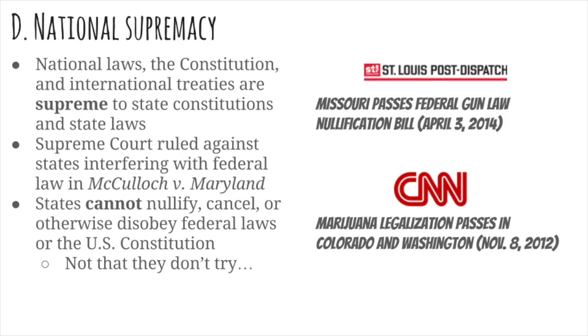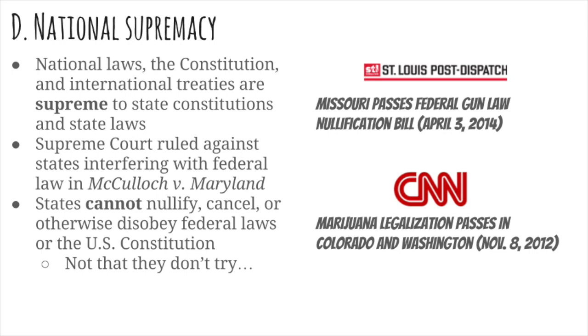The last part about federalism is going to be the idea of national supremacy. All that means is that the national laws, the Constitution, the treaties that our national government signs, they are supreme to state laws and constitutions. The Supreme Court has ruled against states trying to interfere with the federal law in a very important case called McCulloch versus Maryland. You have to know the name of the Supreme Court case. It basically said, hey, the national government's supreme, so don't try to cancel or nullify or otherwise disobey federal laws.